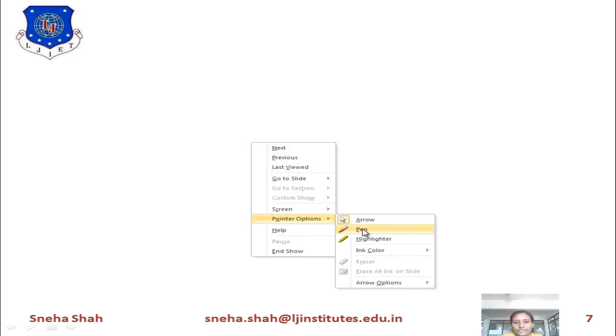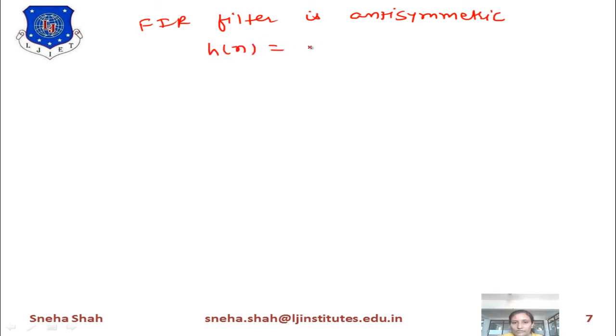Now the next point is, suppose the FIR filter is antisymmetric. What is the meaning of antisymmetric? Antisymmetric means an odd function, right? So for an odd function we write h of n equals minus of this, that is, minus h of m minus 1 minus n. Over here also the value of n equals 0, 1, 2 up to m minus 1.